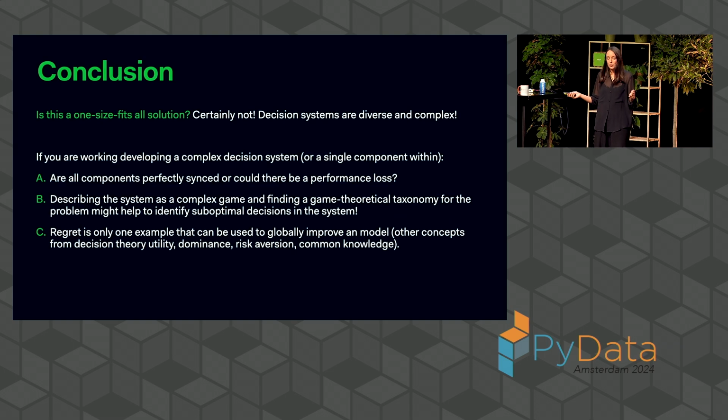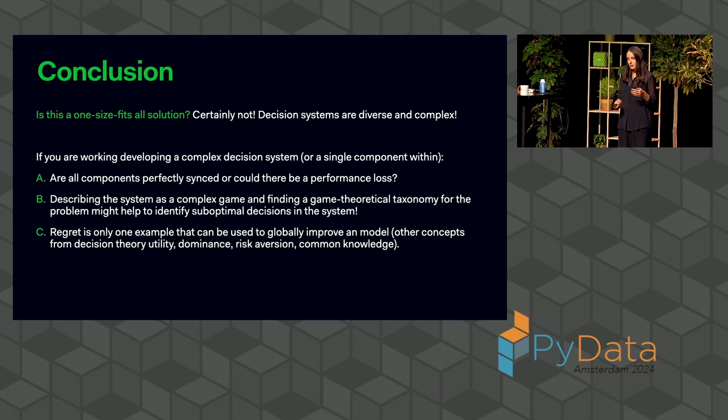So lastly, my conclusion. If you're now thinking, oh, well, this example use case is in a system that looks nothing like the system I'm currently working on, I'm sure it doesn't, because we can imagine that machine learning systems and also these game trees that I visualized are very diverse and complex. So is this a one-size-fits-all solution? Probably not. But if you're currently working on a complex machine learning system or a model within a system, I'm asking you to maybe zoom out a bit and ask yourself, are these components all perfectly synced? Or might there be some performance loss that you're not even aware of?